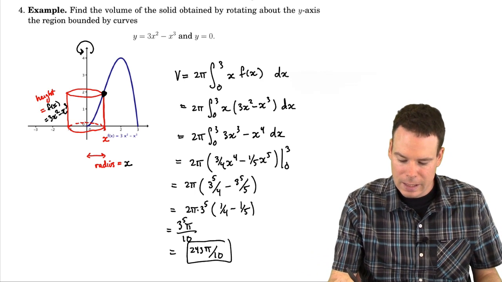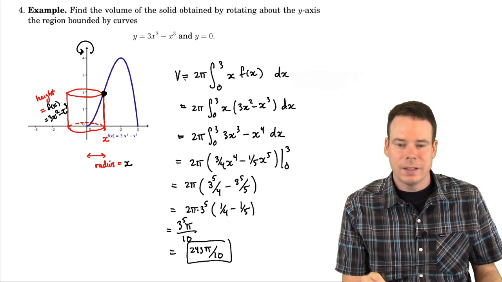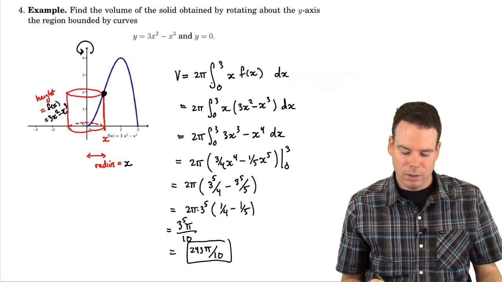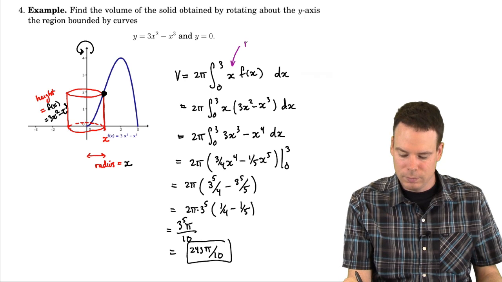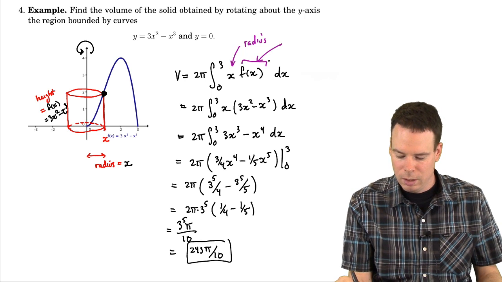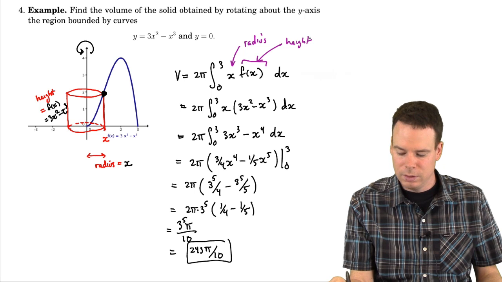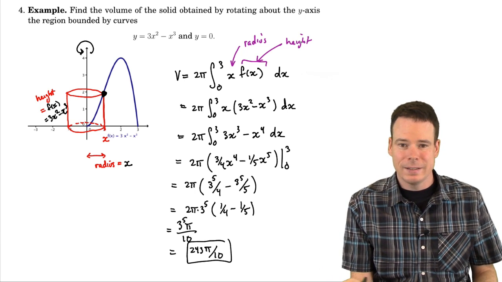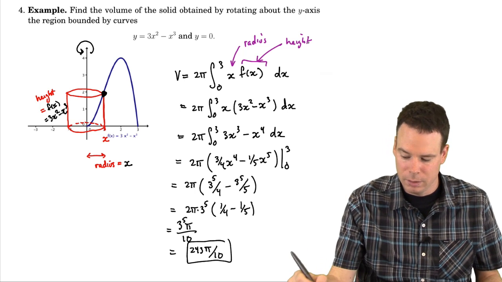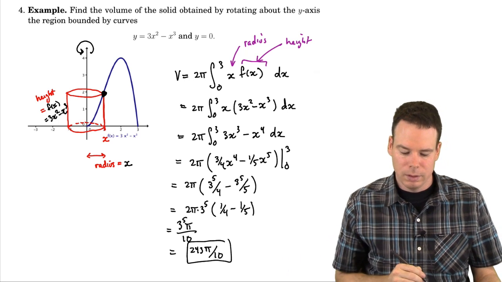So again, the key thing to keep in mind in setting up this integral which represents the volume: we took 2 pi times the radius of the cylinder, multiplied by the height of the cylinder at position x, and then we integrated over all of those. So the radius and the height, that's the key thing to keep in mind here. Let's look at another example.